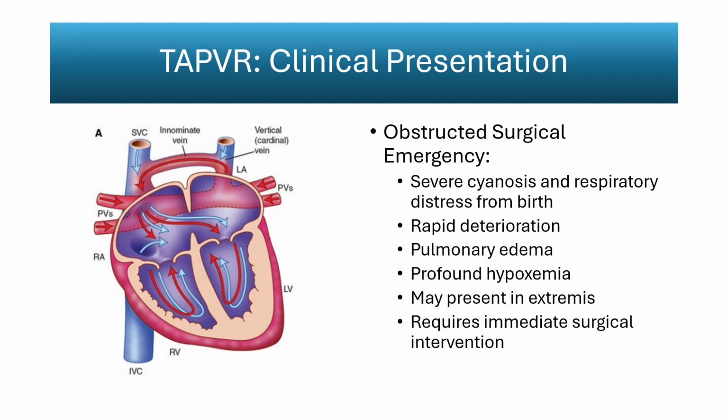These infants may deteriorate within hours, often presenting in extremis with shock. The combination of hypoxemia, respiratory failure, and metabolic acidosis makes immediate recognition vital. Unlike unobstructed TAPVR, where symptoms develop gradually, obstructed drainage demands urgent surgical intervention to establish direct pulmonary venous connection to the left atrium. Without rapid repair, mortality is extremely high.